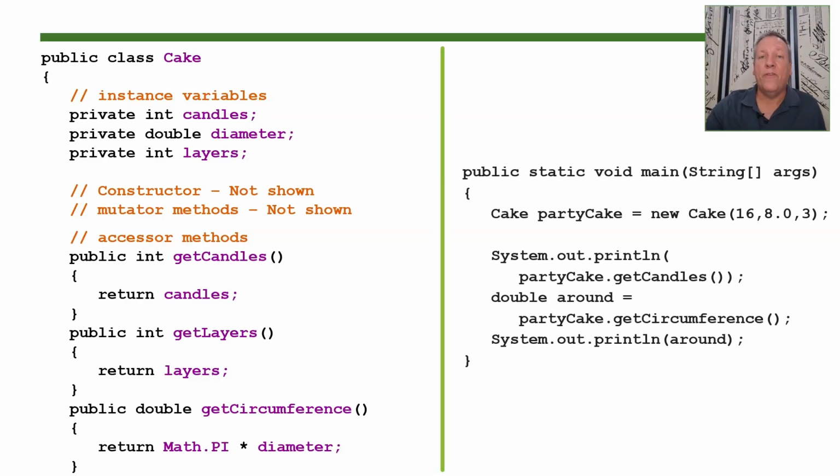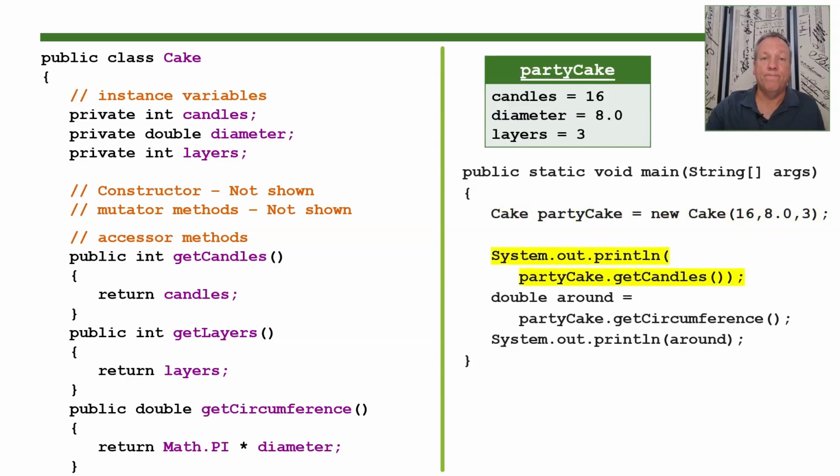Here we'll have a main method that's in another class, and we're going to construct a cake object and use the accessor methods. First, we'll construct a cake object called partyCake, which has 16 candles, a diameter of 8.0, and 3 layers. Next, we're going to call partyCake.getCandles. Now, we're going to put this in a print line statement since getCandles returns a value, and we want to capture the return value somewhere.